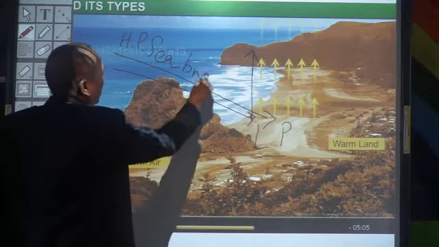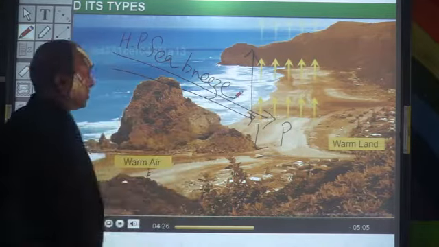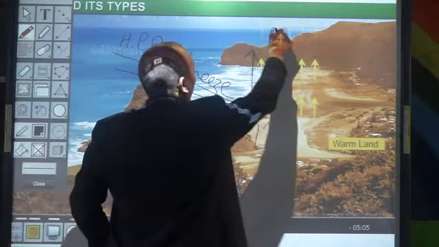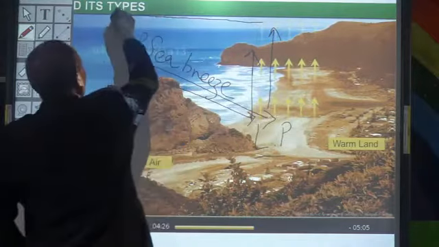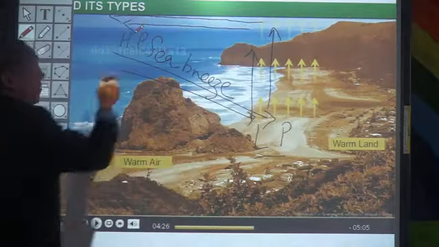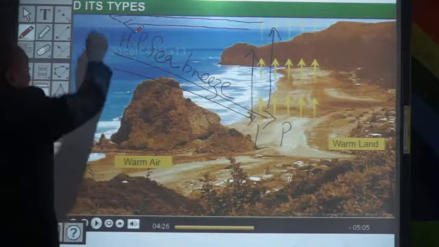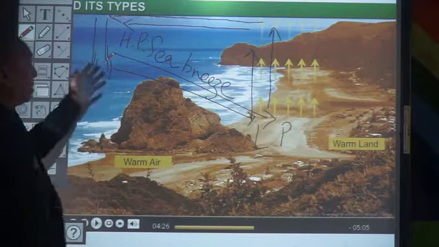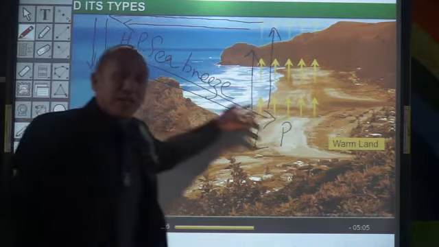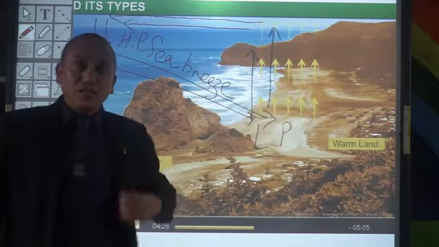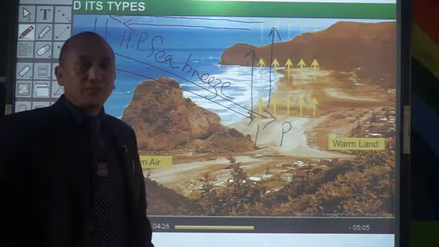Sea breeze. Again, this warm air will rise up. It goes to the sea. Again, after the sea, it gets cold. Again, it sinks down. Again, from the sea, it moves to the land. Constantly. This happens during daytime, which is called as the sea breeze.